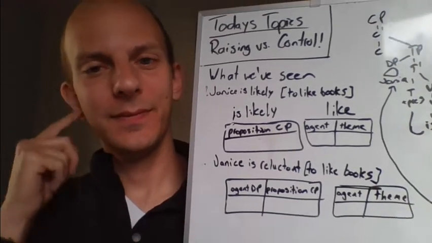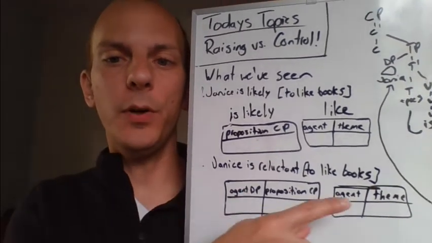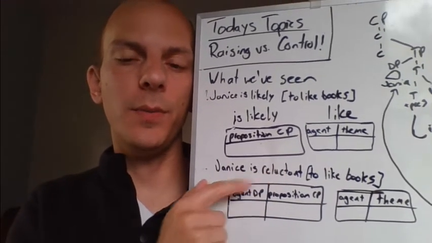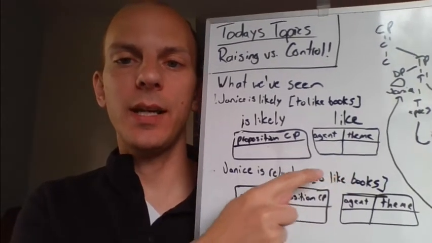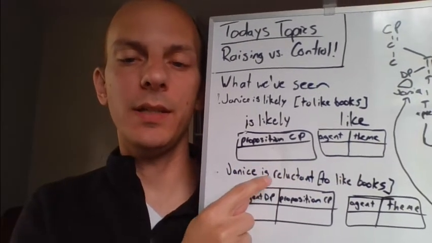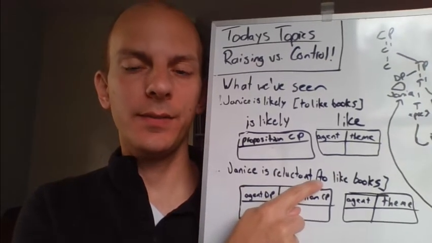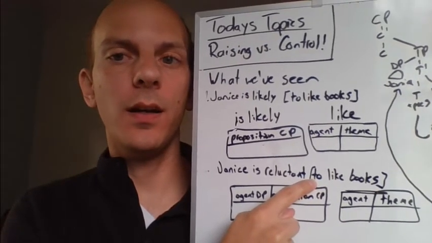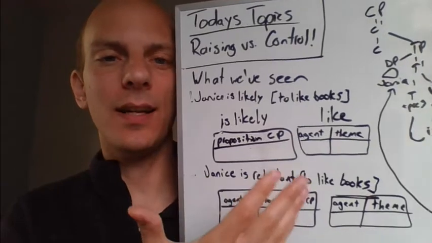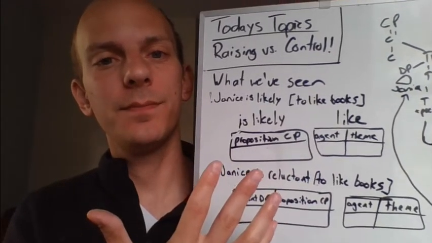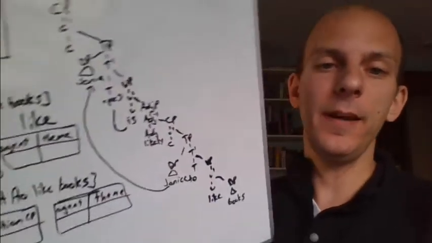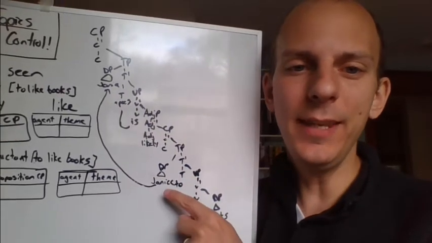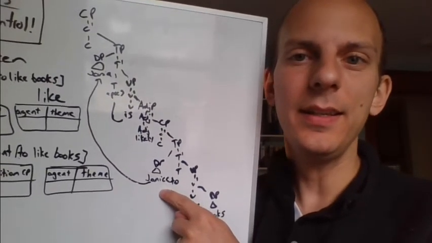Well, we kind of already know. Books is in the right spot. Janice is in a place to receive a theta role from is reluctant. The proposition is in the correct place to receive a theta role from is reluctant. The only weirdness is in this subject position of the embedded clause. The subject position of the embedded clause is the part that's missing something. And it's the very self-same part where we moved Janice out earlier, right? So this position is the weird one.